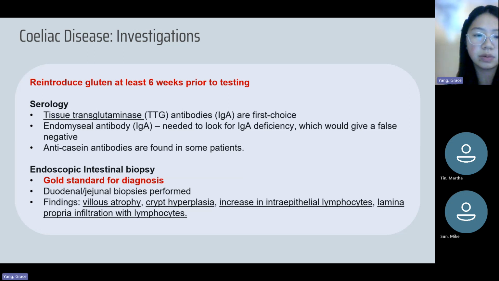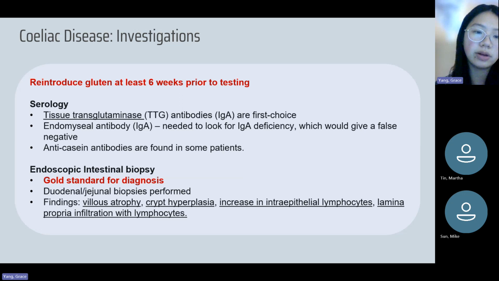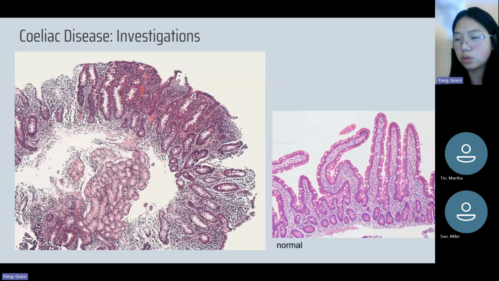You'll find what we call villus atrophy, crypt hyperplasia, increase in intraepithelial lymphocytes, lamina propria with infiltration with lymphocytes, and this is what it'll look like. So on the right is a normal biopsy. So this on the left is a duodenal biopsy from a patient with celiac disease. So you can probably see this complete atrophy of the villi.